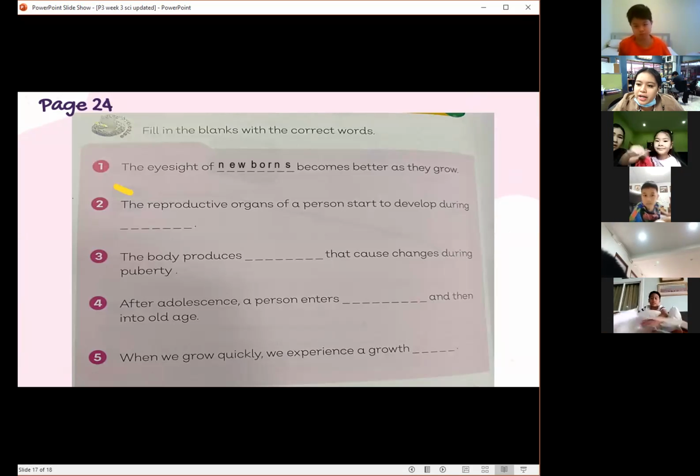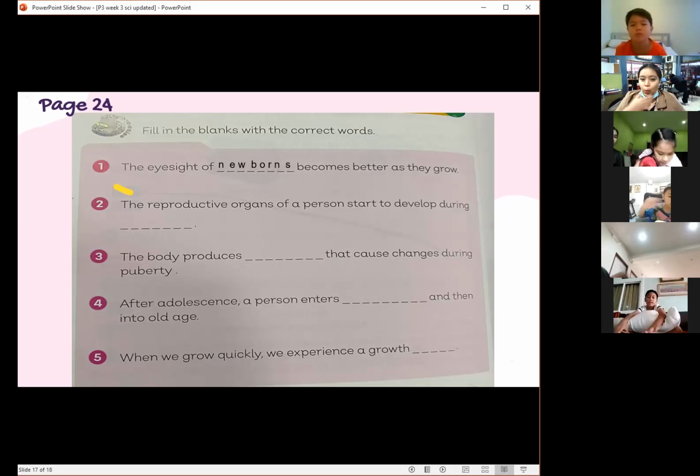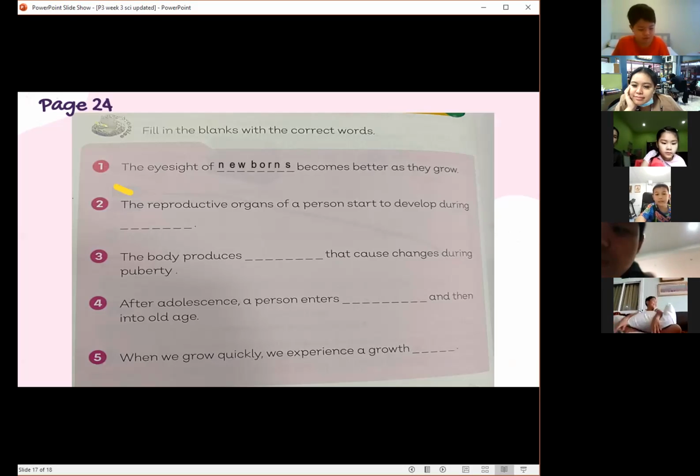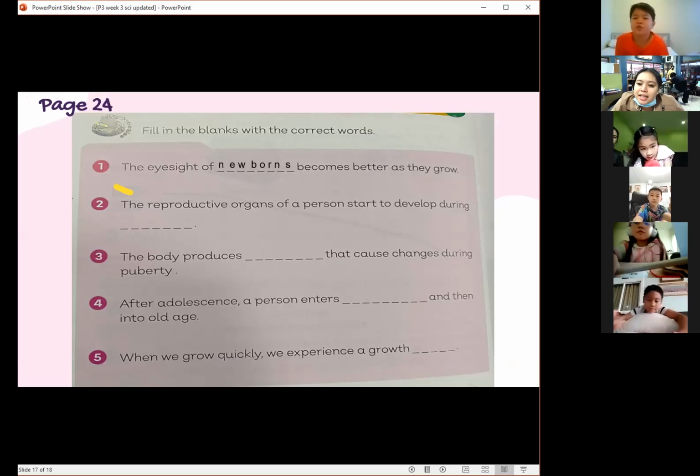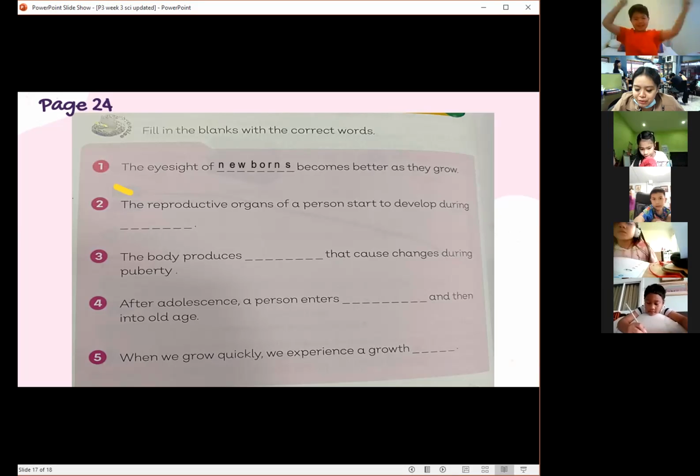Newborns. Very good. Write newborns on your book. Finish, Herman? Finish. All of it? Yes. Wow. Finish, number one. Okay, number two. The reproductive organs of a person start to develop during puberty. Very good.